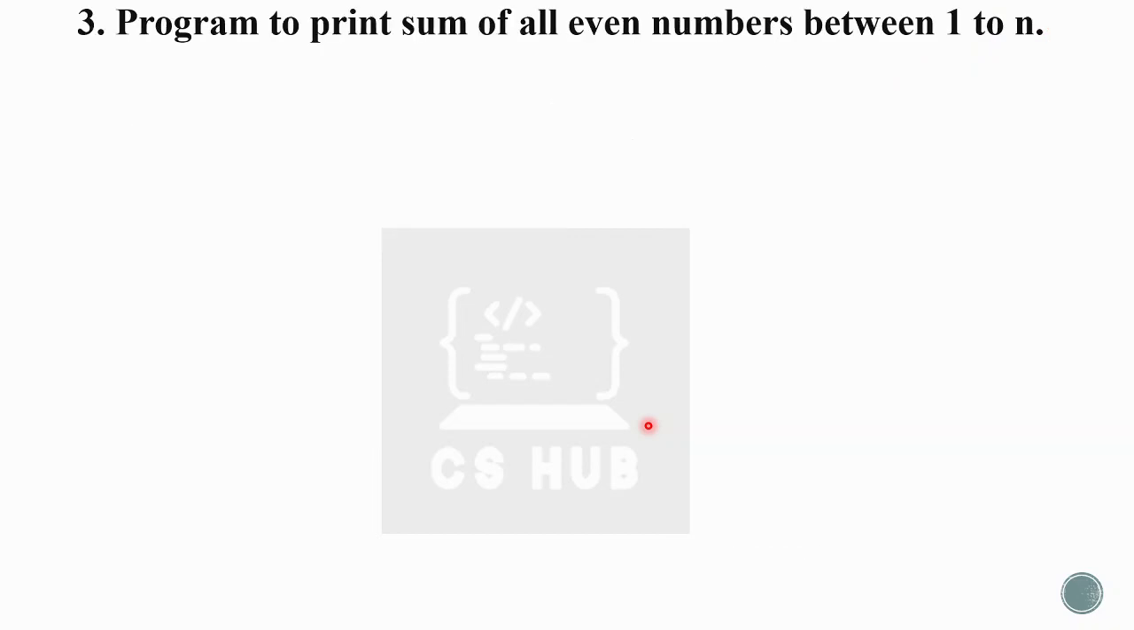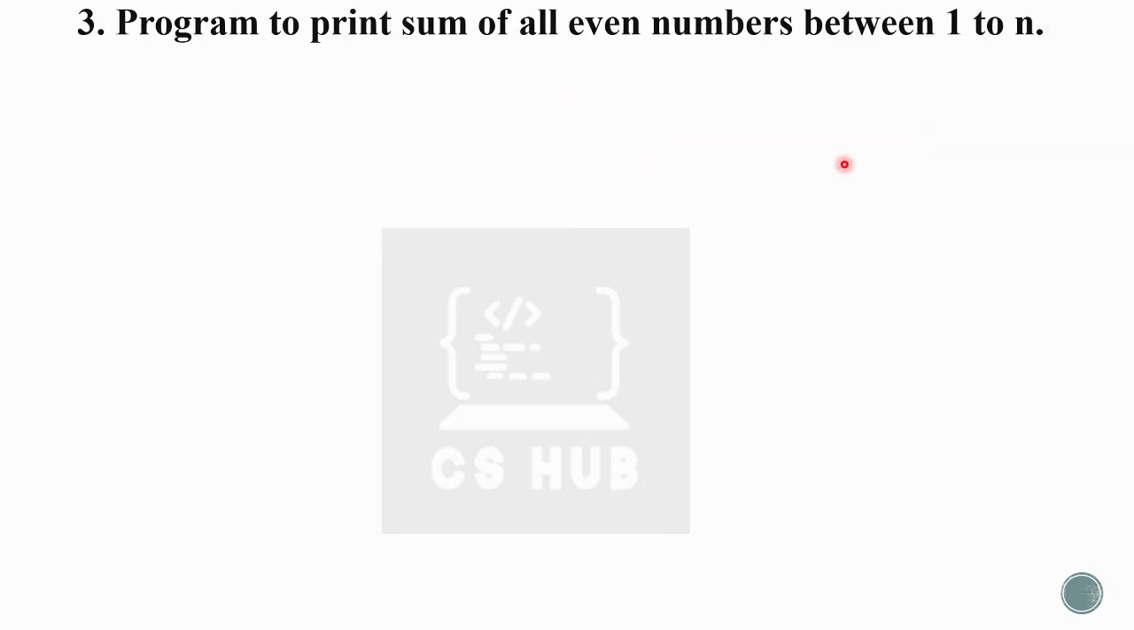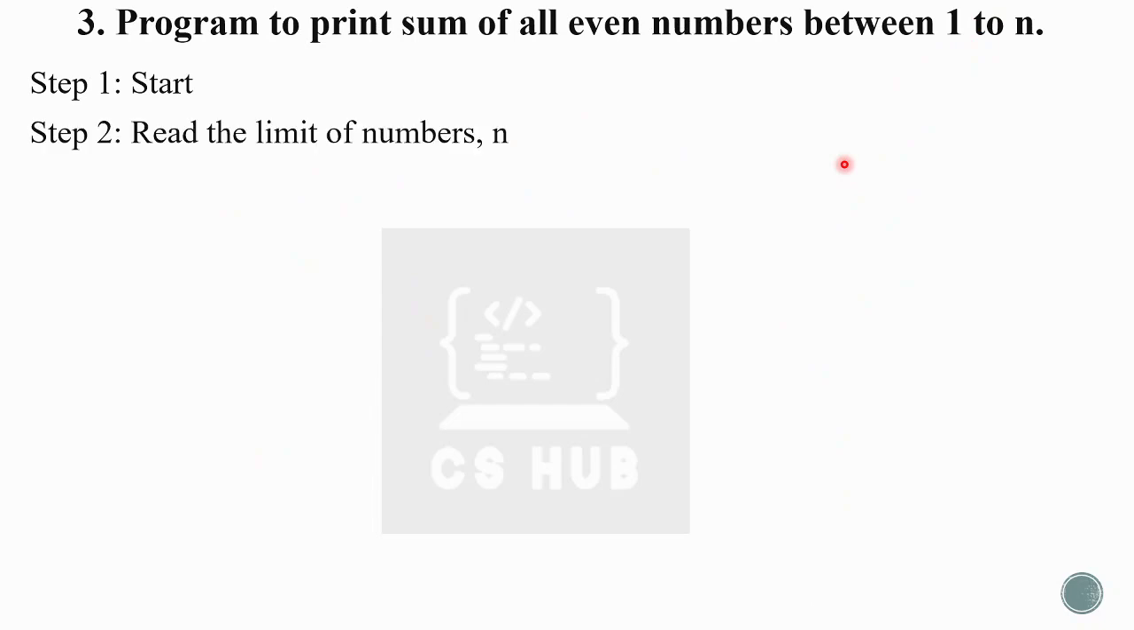Next, moving on to the next program: print the sum of all even numbers between 1 to n. There is a small change with this program. First step is of course starting, then read the limit, then assign I equal to 1. Then we need a new variable for finding the sum. So assign sum equal to 0.